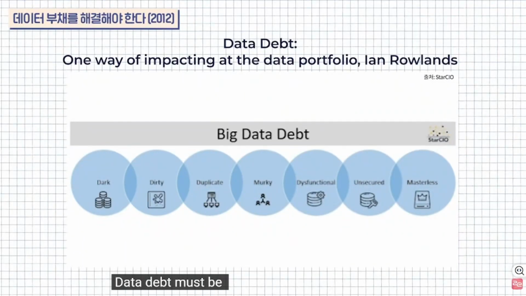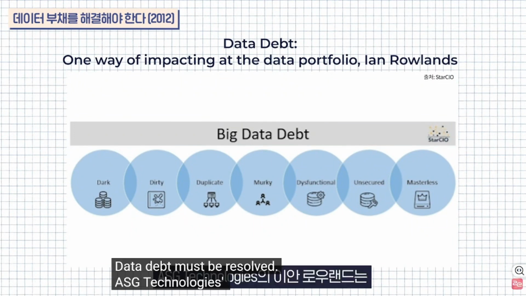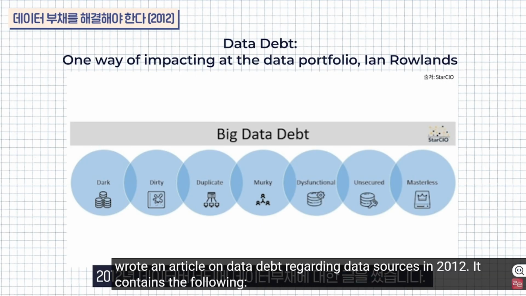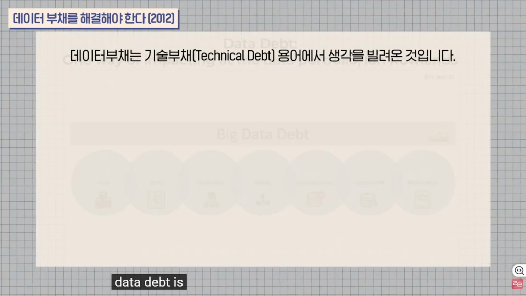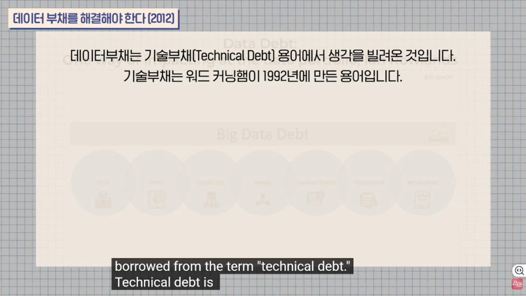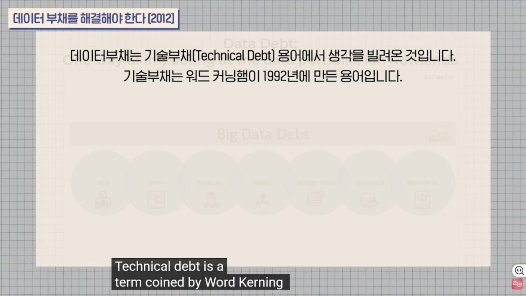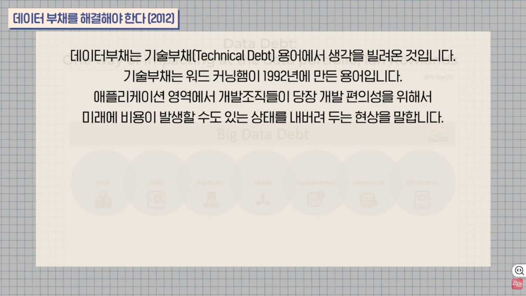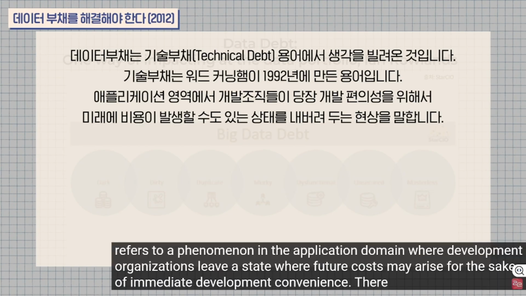데이터 부채를 해결해야 한다. ASG 테크놀로지스의 이안 로우랜드는 2012년 데이터 버서티에 데이터 부채에 대한 글을 썼습니다. 다음과 같은 내용이 있습니다. 데이터 부채는 기술 부채라는 용어에서 생각을 빌려온 것입니다. 기술 부채는 워드 커닝햄이 1992년에 만든 용어입니다. 애플리케이션 영역에서 개발 조직들이 당장 개발 편의성을 위해서 미래의 비용이 발생할 수도 있는 상태를 내버려두는 현상을 말합니다.